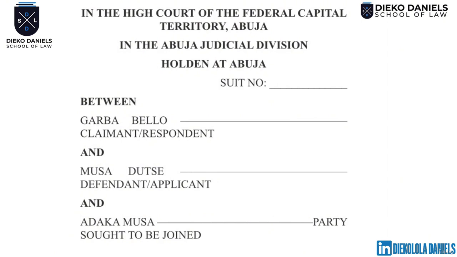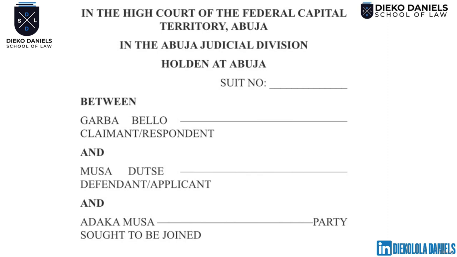We now talk about Adaka Musa, parties sought to be joined. The only time you have this double is: the first one is Gaba Bello, claimant, and Musa Dutse, defendant, and Adaka Musa, parties sought to be joined. You don't usually have something like this in draftings, right? One of the few times you have it is when you have a joinder of parties, as in this case, and when you have garnishee proceedings, which we discussed when we're talking about enforcement of judgment.